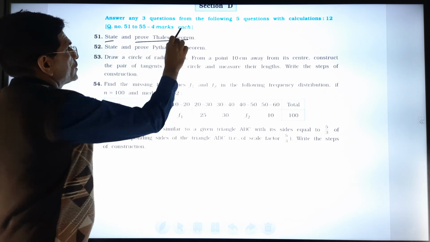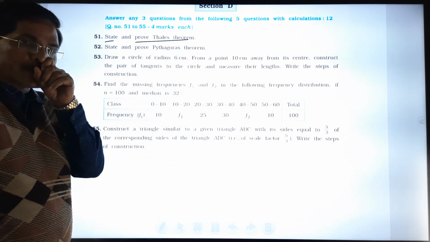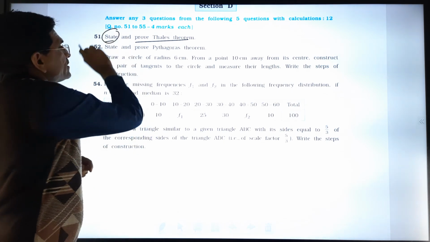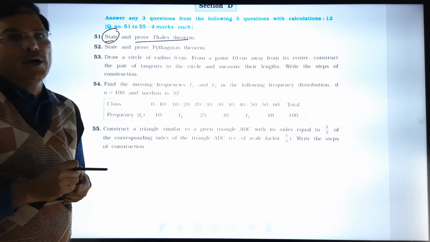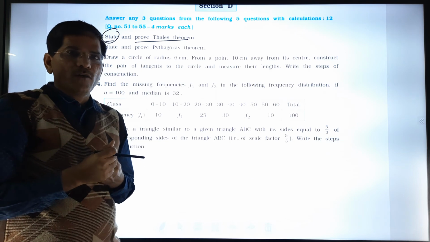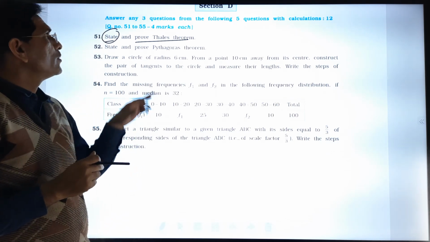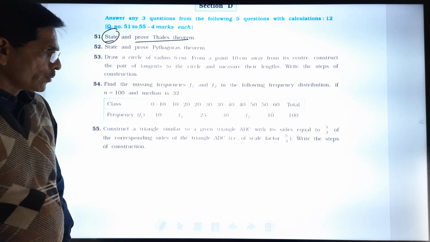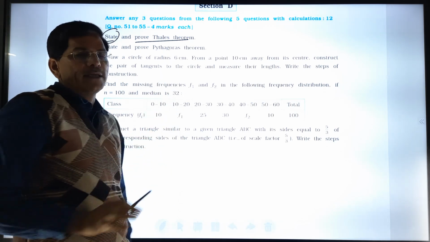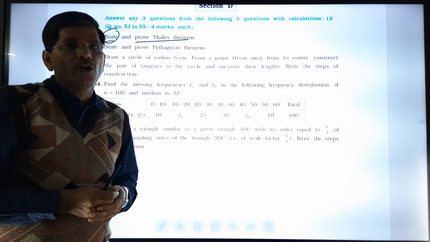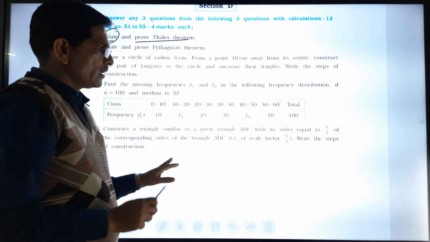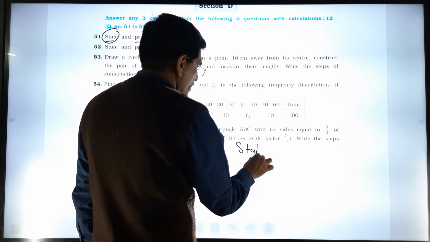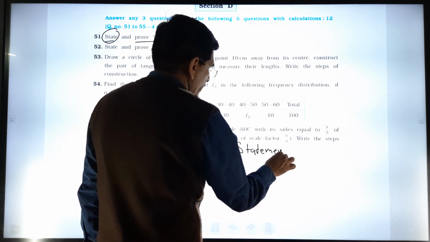State and prove Thales theorem, that is theorem 6.1. So again the statement is there. Compulsorily you have to give the statement of it also, and then you have to prove. Whenever a proof is asked, I am not explaining it here because everything is in your textbook. So in a theorem, what do you have to write? Always remember, the first step is the statement.